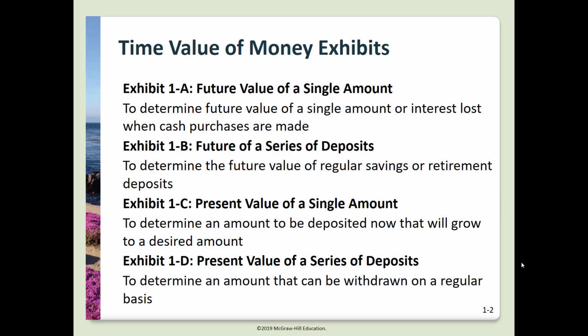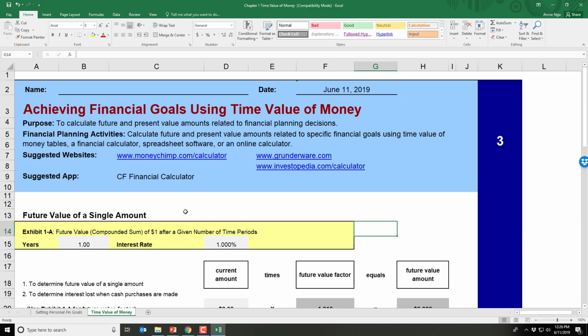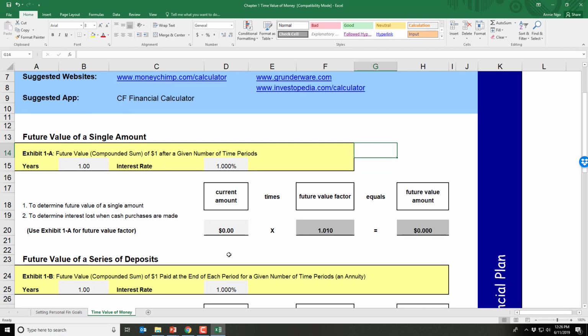But you can also use the Excel tool I've provided in Canvas. So if you go into Canvas, you'll find a Chapter 1 time value of money Excel spreadsheet, and you'll see here as I scroll down, there's a scenario here. Here's the future value of a single amount, and it does remind you this is based off of Exhibit 1A. It explains what that exhibit is, and then you can just plug in the information in your problem: the number of years, the interest rate, and the amount to plug in, and then anything with a dark gray box, it's going to automatically calculate it for you.